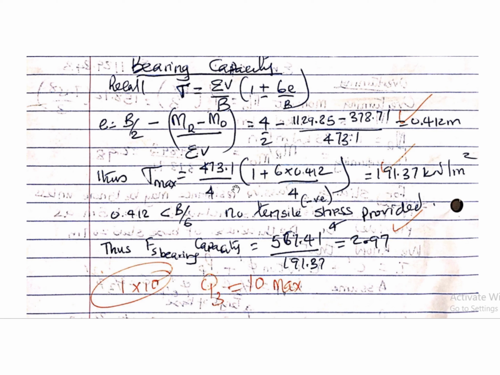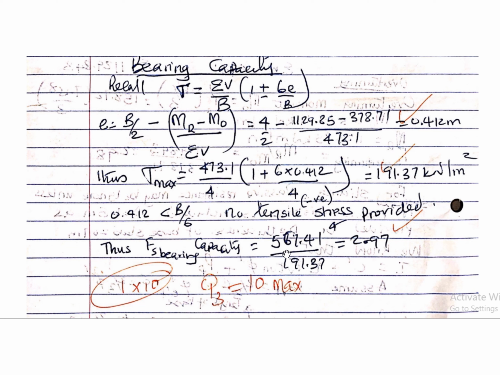But you should also care about the least on the other side, because if it goes to the negative side you're in trouble. So you need to check whether e is less than B over 6. In this case there are no tensile stresses. Once we check that e is less than B over 6, we are fine. If it were more than B over 6, then you have to check whether tensile forces exist, because we know, of course, concrete is weak in tension, which civil engineering students should know.